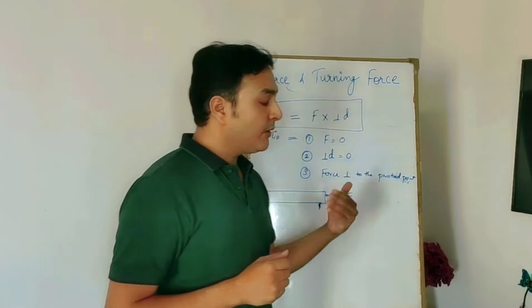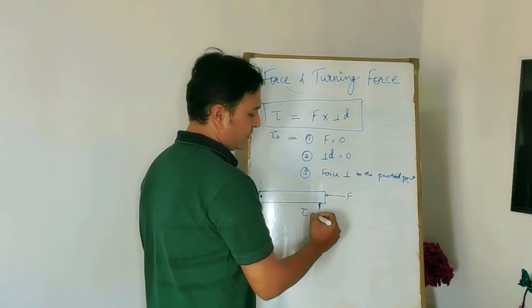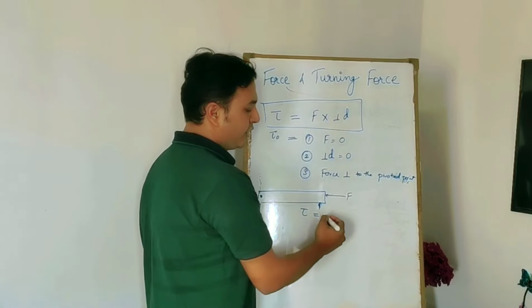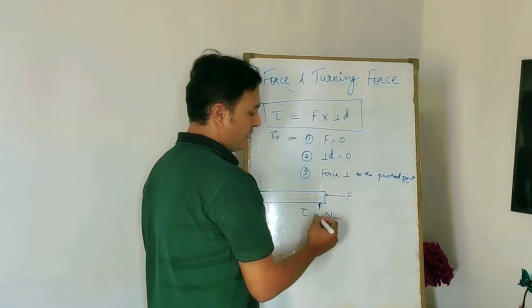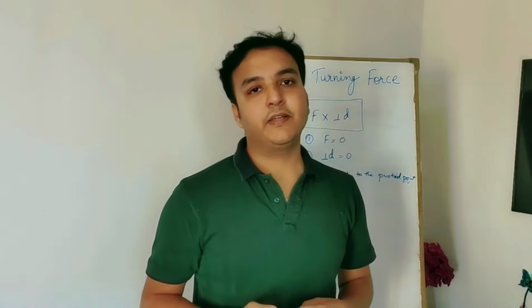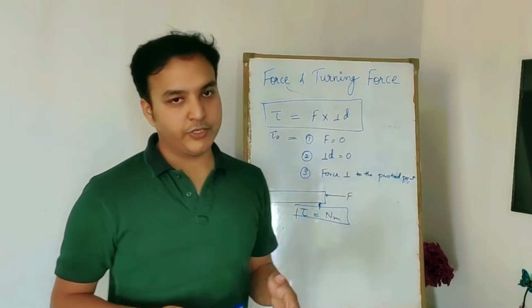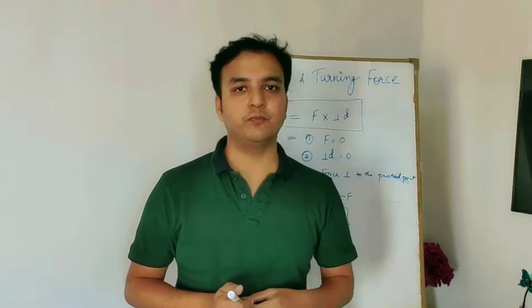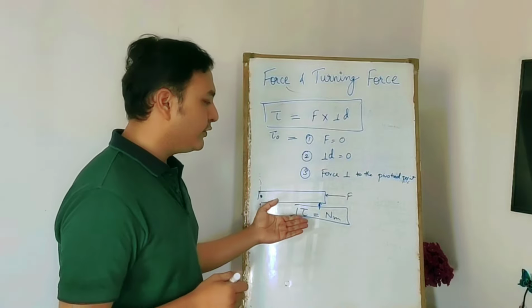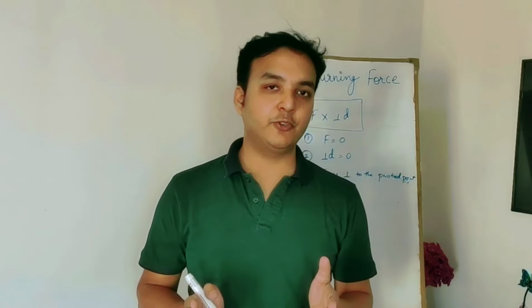Now, talking about the SI unit of tau, it is force into perpendicular distance, so it is equal to Newton meter. Newton meter is also joule, but we don't prefer this unit. We write tau as Newton meter only. We don't write joule, so avoid it. Hope this much is clear to you.